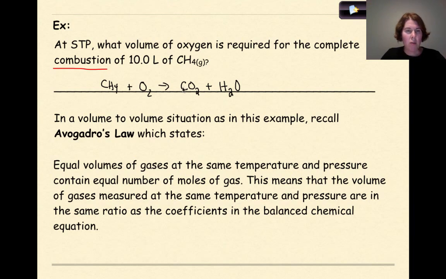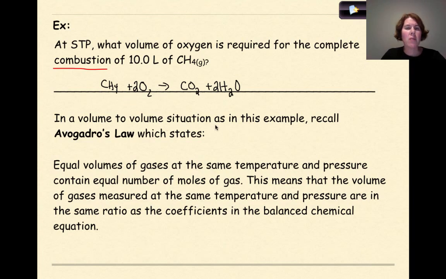So 1 carbon, 4 hydrogens. I need to put a 2 in front of here. 2 times 2 is 4. That's 2 oxygens plus the 2 oxygens over here, which is 4. So I need a 2 in front of here. So first thing is always going to be writing your reaction correctly and then balancing it.